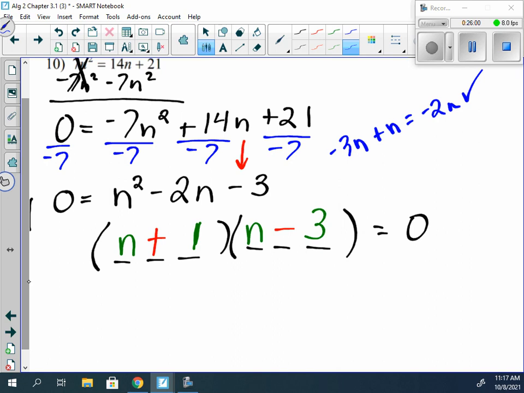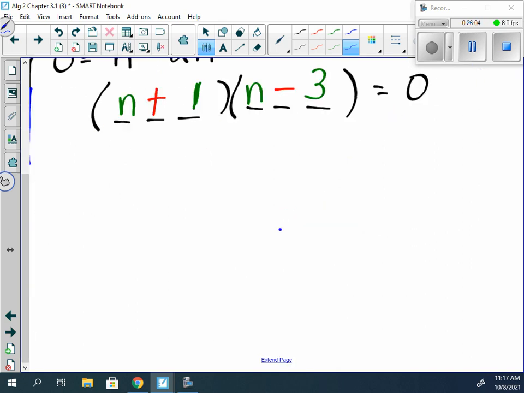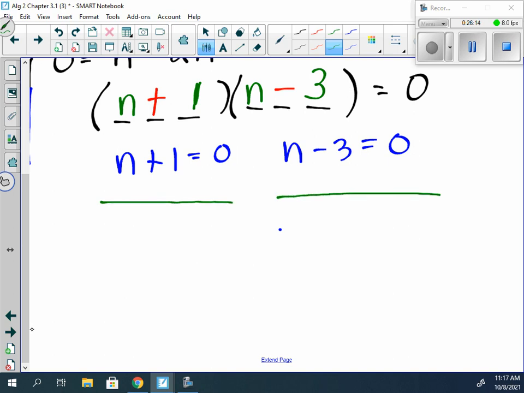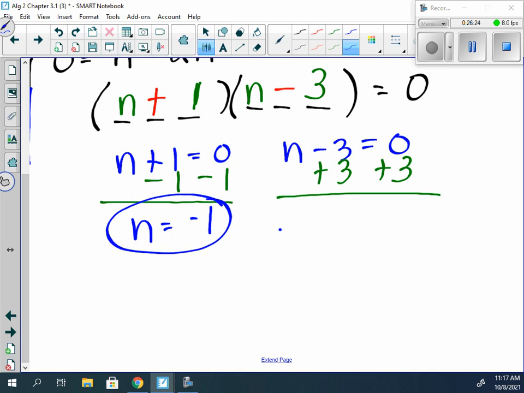Now at this point here, we have two things multiplied together to equal 0, so one of them must be 0. So either n plus 1 is 0 or n minus 3 is equal to 0. So on this one here, we would be subtracting 1. Here would be adding 3, telling me n is equal to -1 or n is equal to 3.